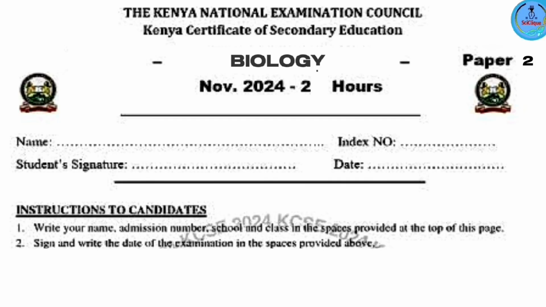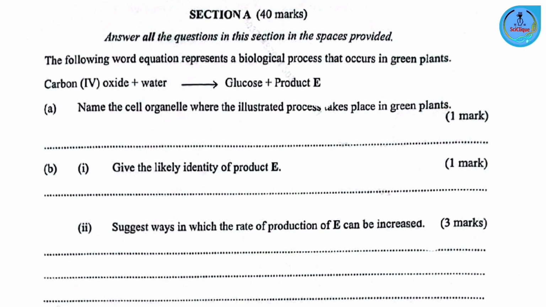Let us discuss KCSE 2024 Biology Paper 2. On to our first question. The following word equation represents a biological process that occurs in green plants. Okay, so that means that this process is specific to green plants.